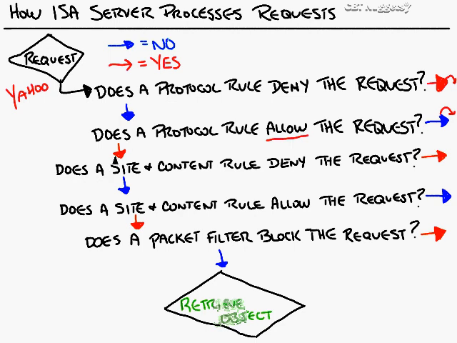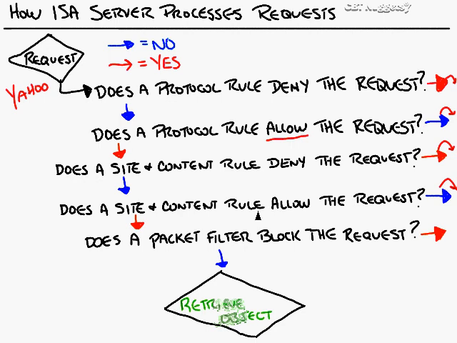Now, if there is a protocol rule that does explicitly allow the request, it's going to go next to the site and content rule, and the same logic applies. If it's explicitly denied, then we're falling off the edge of the screen. If it's allowed, then we'll go on. But if it's not allowed explicitly, look at this. If a site and content rule does not allow the request, then we're denied as well. So again, we need to have rules allowing the traffic to go through before it will be passed through.